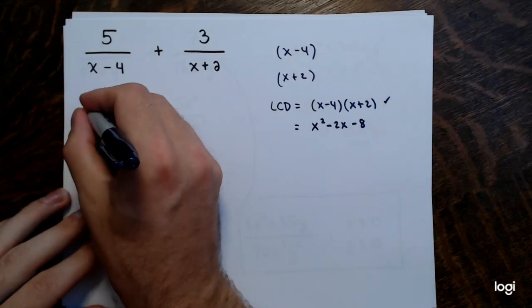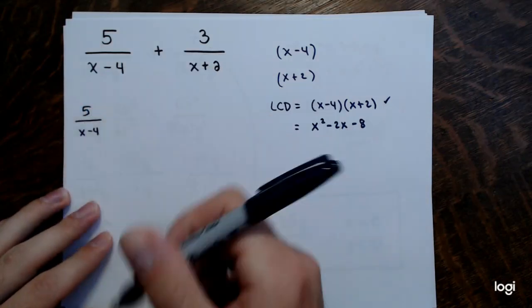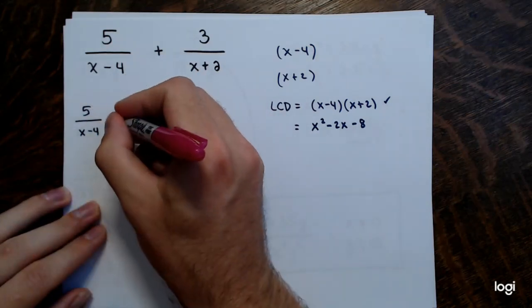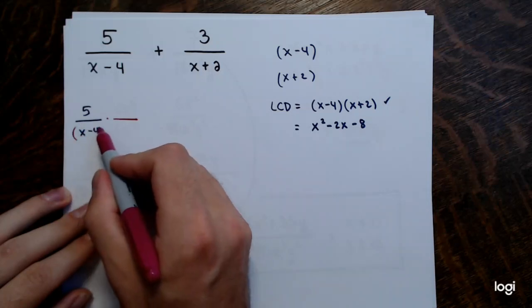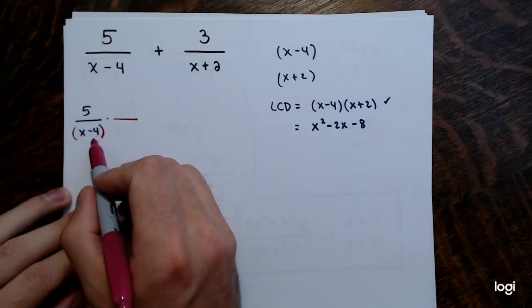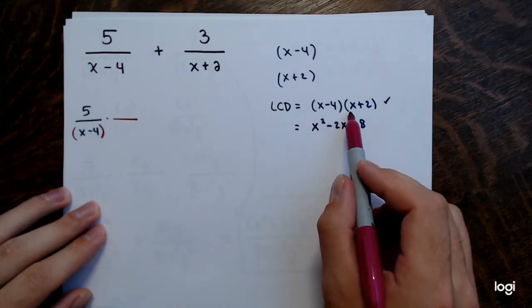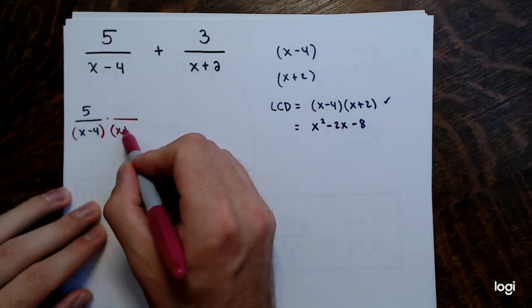Alright, so this first fraction, 5 over x minus 4, I'm going to multiply the numerator and denominator by the same thing. Now again, this whole denominator is its own factor, right? I'm going to put it in parentheses. This is all considered one factor. What's missing is x plus 2. So I multiply it by the quantity x plus 2.